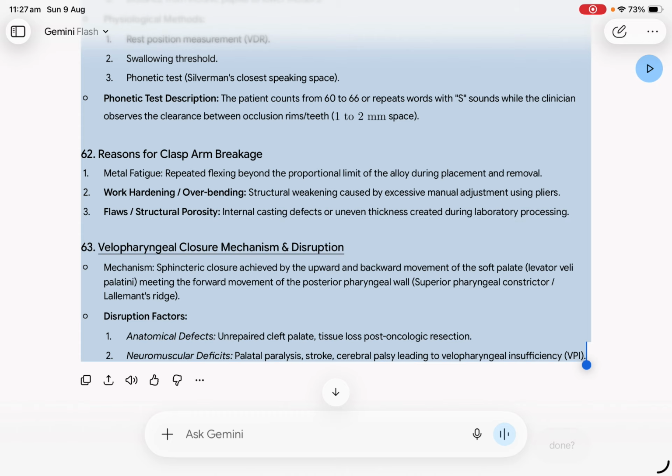63. Velopharyngeal closure mechanism and disruption. Mechanism: sphincteric closure achieved by the upward and backward movement of the soft palate, levator veli palatini, meeting the forward movement of the posterior pharyngeal wall, superior pharyngeal constrictor, Passavant's ridge. Disruption factors: 1. Anatomical defects: unrepaired cleft palate, tissue loss post-oncologic resection. 2. Neuromuscular deficits: palatal paralysis, stroke, cerebral palsy, leading to velopharyngeal insufficiency, VPI.